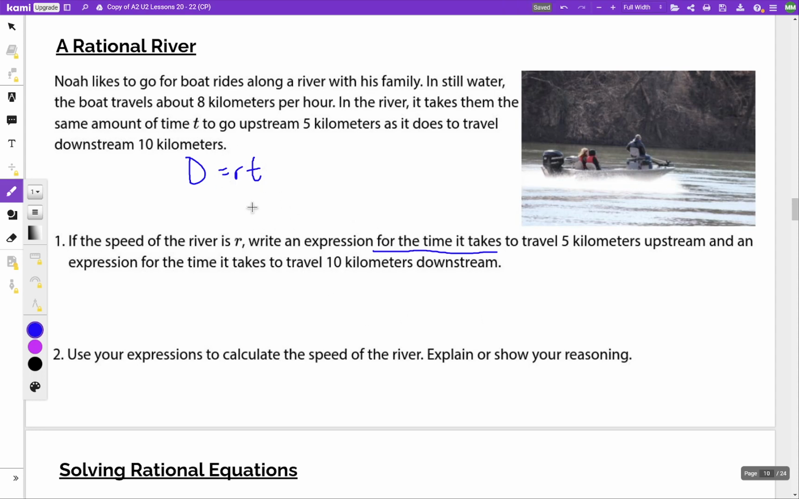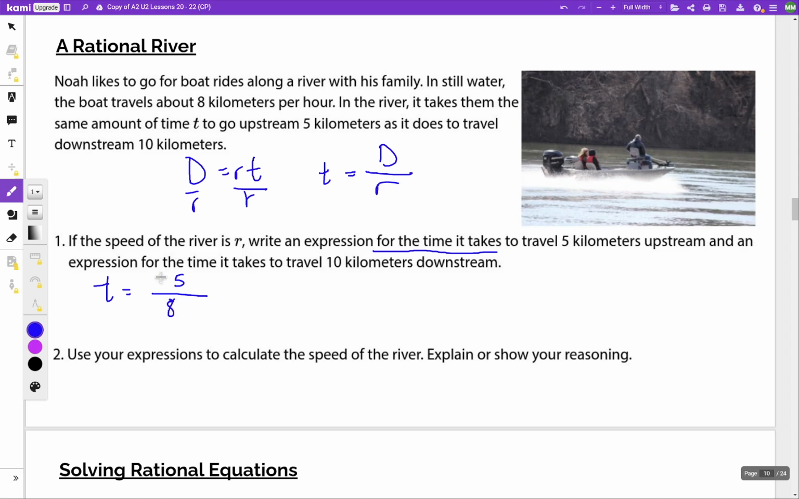Well, let's do that. Let's divide by r. And so we have t equals distance divided by r. Or we can say distance over rate, because we're going to have to use r, it looks like, down here. So write an expression for the time it takes to travel 5 kilometers upstream. That means d is 5, so t equals 5 over. Now we're traveling upstream, right? So remember, the boat travels at 8 kilometers per hour, so the rate should be 8.